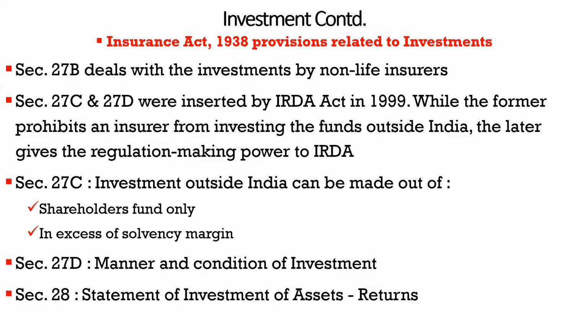Yeah, sorry for the difference. Under 27C, investment made outside India can be made out of shareholders' funds only, in excess of the solvency margin. In other words, policyholders' funds cannot be used for investing in assets outside India. Only shareholders' funds can be used, because the main motive of the IRDA in making so many regulations is to protect policyholders' funds. That's why they have only permitted investment outside India out of shareholders' funds.